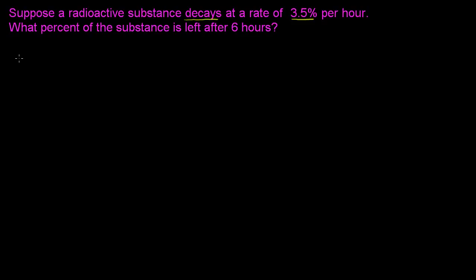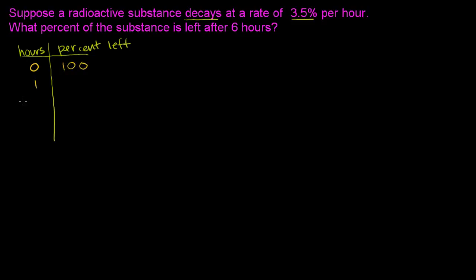So let's make a little table here to just imagine what's going on. And then we'll try to come up with a formula for, in general, how much is left after n hours. So let's say hours that have passed by and percent left. So after 0 hours, what percent is left? Well, it hasn't decayed yet, so we have 100% left.